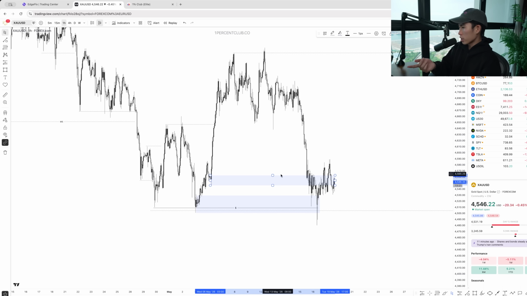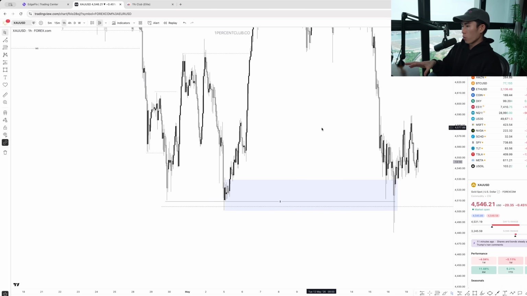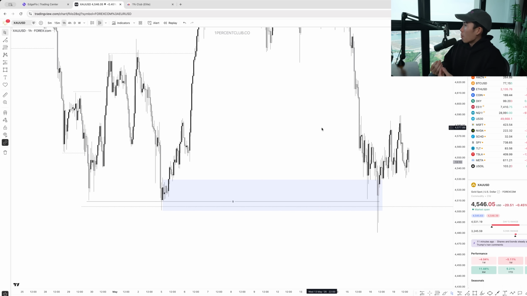But since price has already broken past that area, I don't care about that. What I really care about is this demand zone over here. Once again, what is the market trying to tell us right now? The market says, I'm going to push price down, but when price approaches this area here, I don't have enough liquidity to go down.